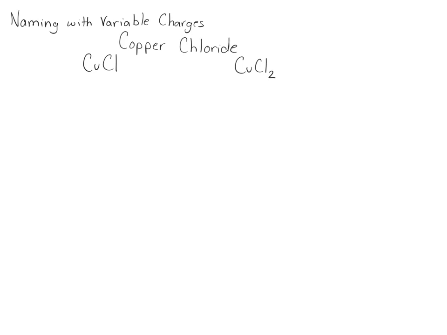Recall that chlorine has a charge of -1. So for CuCl to be a neutrally charged compound, Cu must have a charge of +1, while for CuCl2, Cu must have a charge of +2. So using the copper charges, we have CuCl is named copper 1 chloride, and CuCl2 is named copper 2 chloride, which again is based upon the charge of the copper ion.